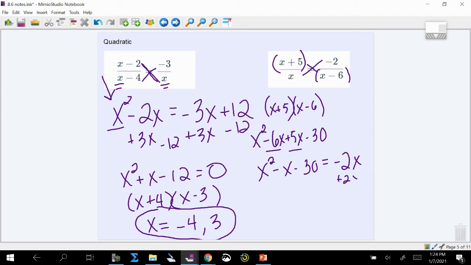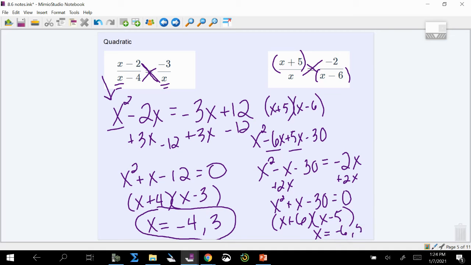This negative 2x needs to be on the other side, so I'm going to add 2x. So I get x squared plus x minus 30. So that factors. I'm looking for numbers that multiply to get negative 30 and add to get 1. So that would be a positive 6 and a negative 5. So my two solutions are negative 6 and 5.